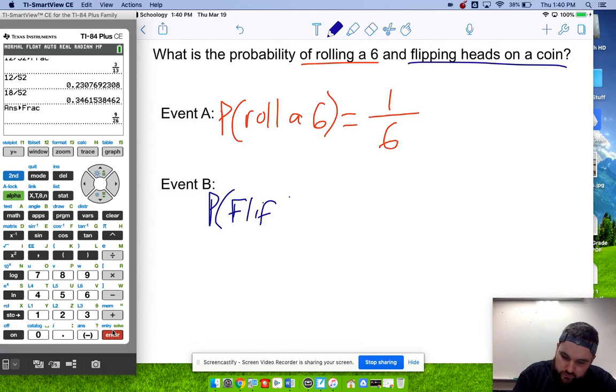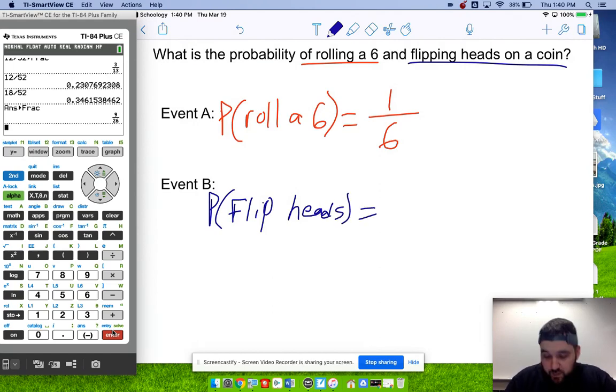Oh boy. Sometimes I'll edit out my mistakes and then sometimes I'll just laugh at myself and go ahead and keep with it. So the probability that I flip heads is 1 out of 2 because there are 2 sides to a coin and only one side has heads. Those are their individual probabilities.